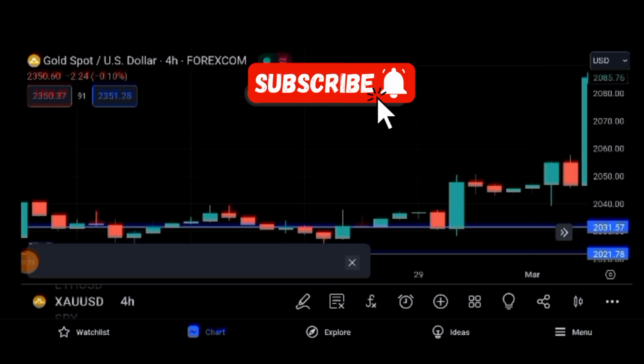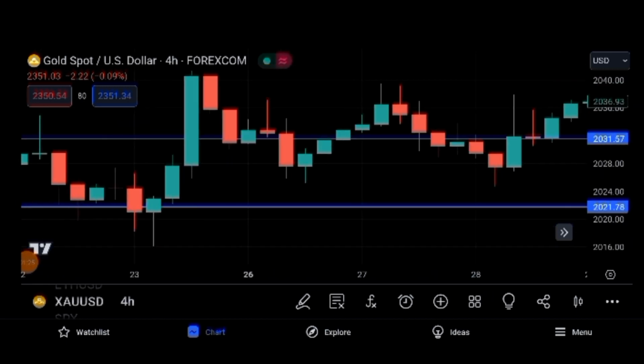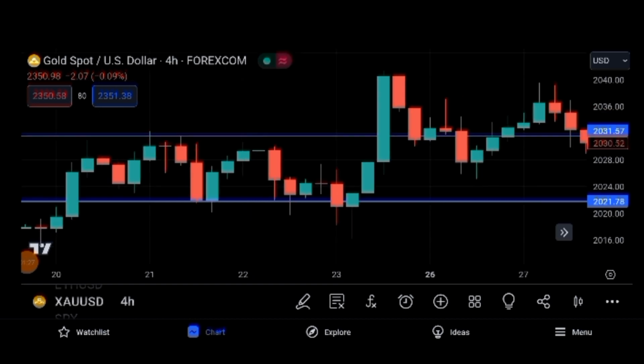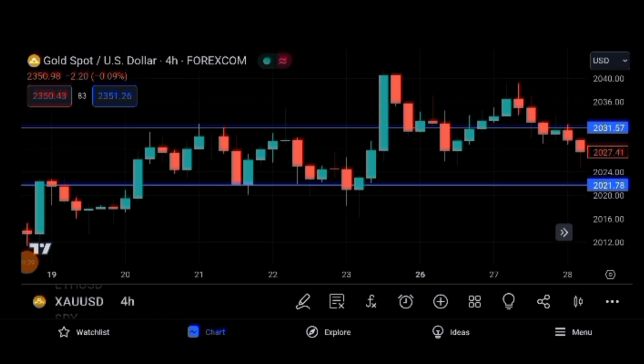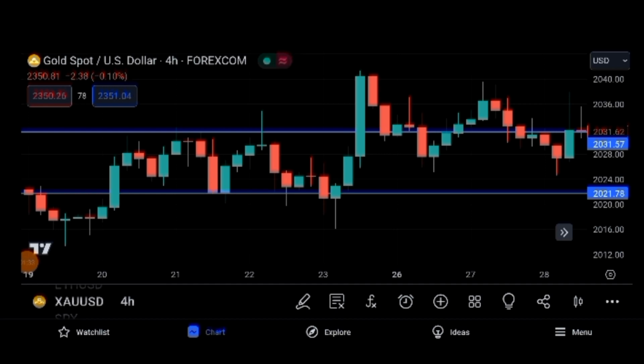Then you can take the trades if the break of the structure is genuine, because at times there can be a false breakout and you might think that the structure is broken whilst it hasn't been. So watch out for those manipulations as well.